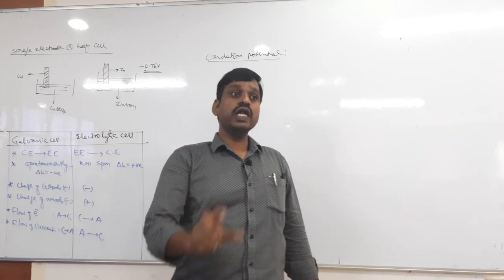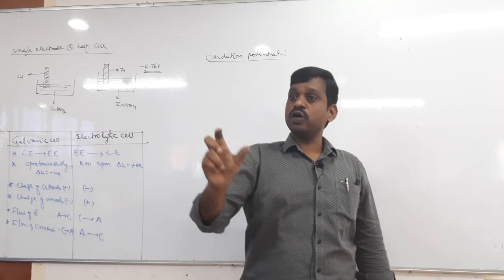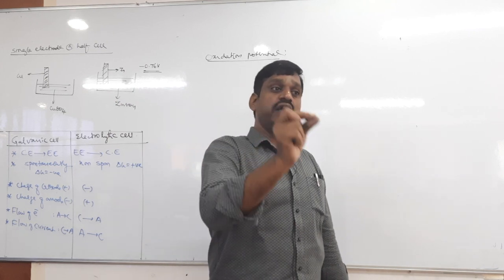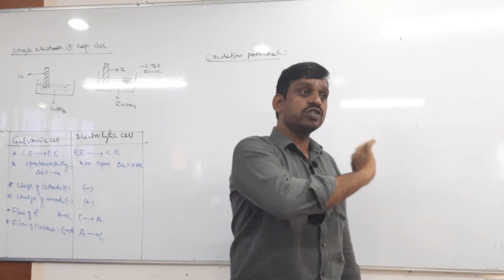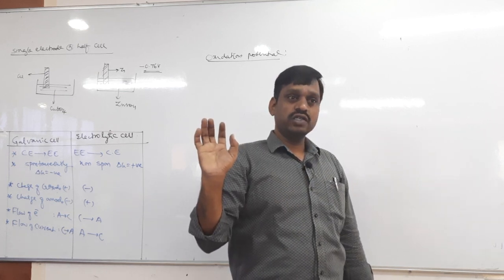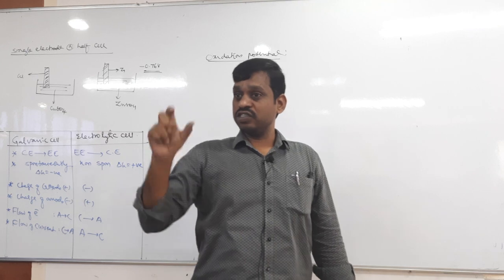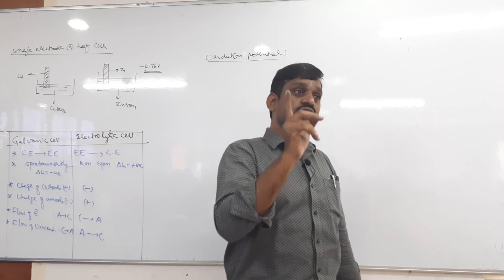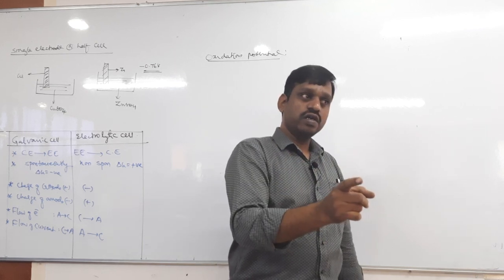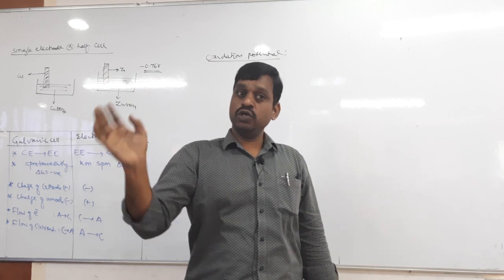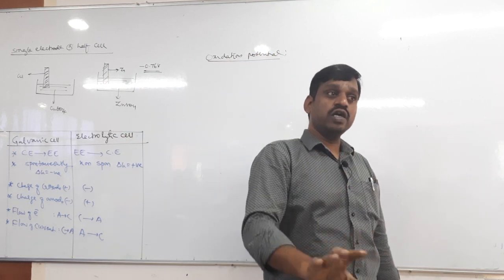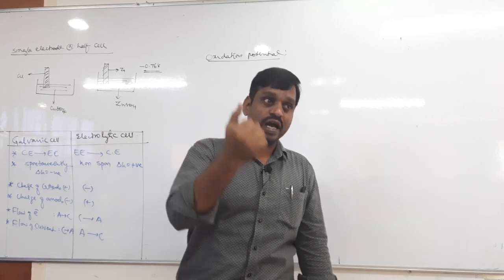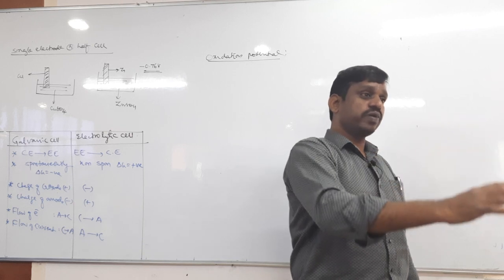But according to the IUPAC convention, IUPAC says that we must use only standard reduction potential. We should not use oxidation potential. So IUPAC suggested that we use only SRP values, that is, standard reduction potential. Even if the metal undergoes oxidation, use its standard reduction potential only, don't use standard oxidation potential.